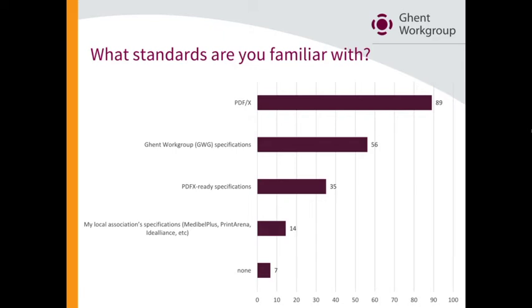The percentage of people that say that they know what PDFX is very high. PDFX scores 89%, which is really high, and that's a very good result. What is also interesting is that the Ghent Workgroup itself scores pretty high.